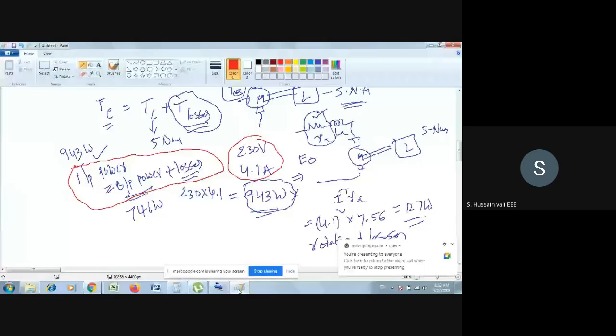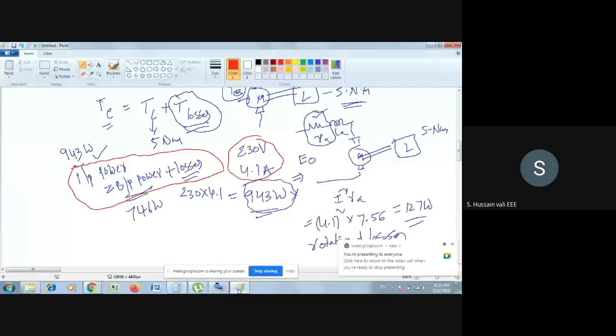The rated current is also given, so from the rated voltage and rated current we can find out the rated power. Okay, so we got the rated power. How much did we get? 943 watt. That is the input power. What is the output power? He said it is 1 horsepower, so 746 watt, then plus losses.